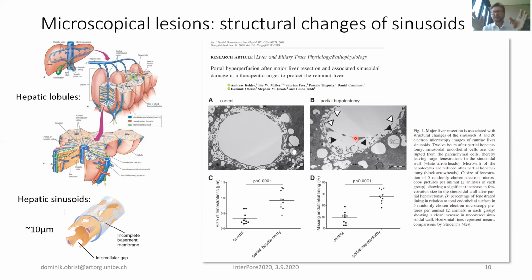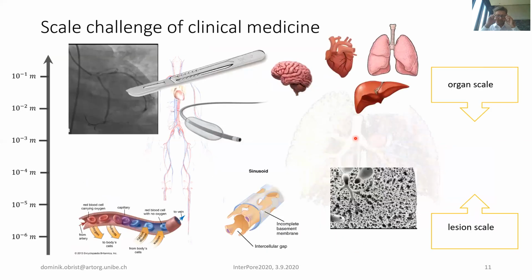So again, we have a situation here where we have a large-scale problem, an organ-scale problem, that we can diagnose with measuring the blood flow through this portal vein, and the cause for it is at the microscopic scale, in the scale of the sinusoids. So based on that, I would like to postulate that there is a scale challenge in clinical medicine. Scale challenge in the sense that the imaging modalities, here fluoroscopy, but the same is true for a CT or for an MR, the resolution of these is just not good enough to see these small scale lesions at the lesion scale. Same is true for surgical tools, for catheters, interventional tools, and so on.